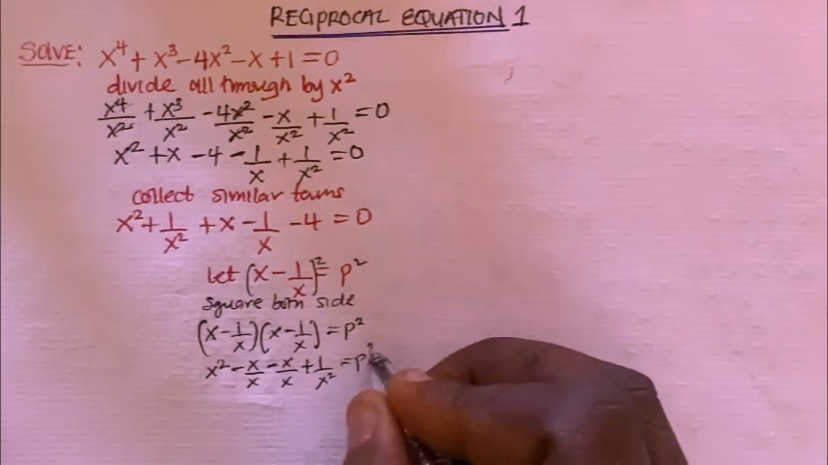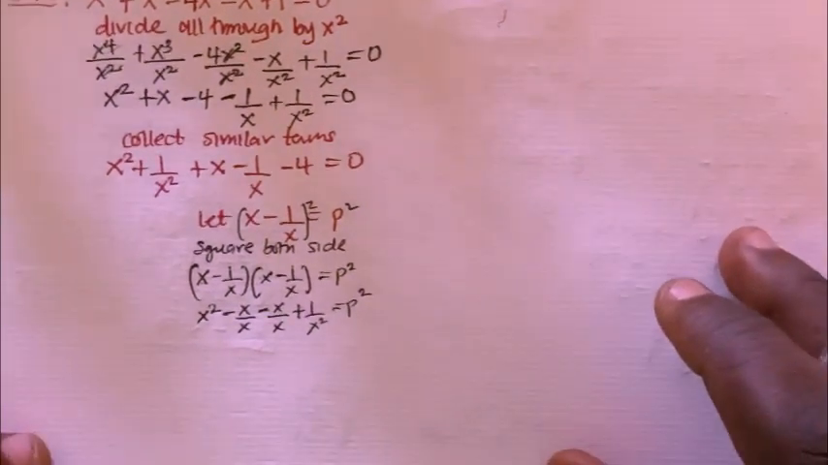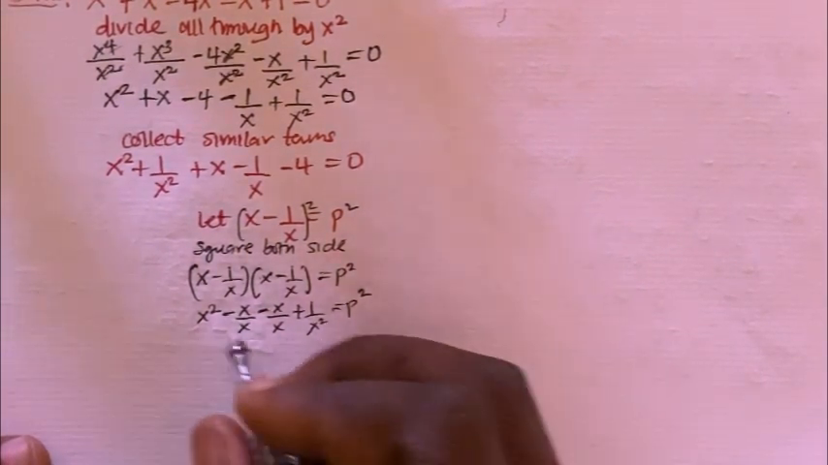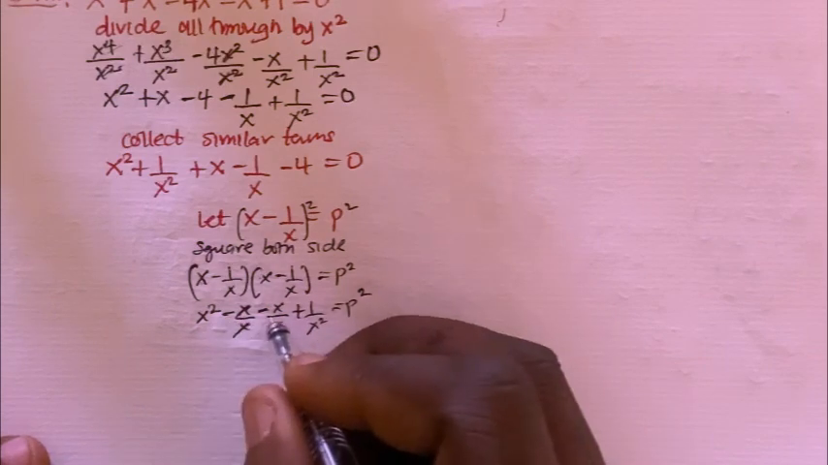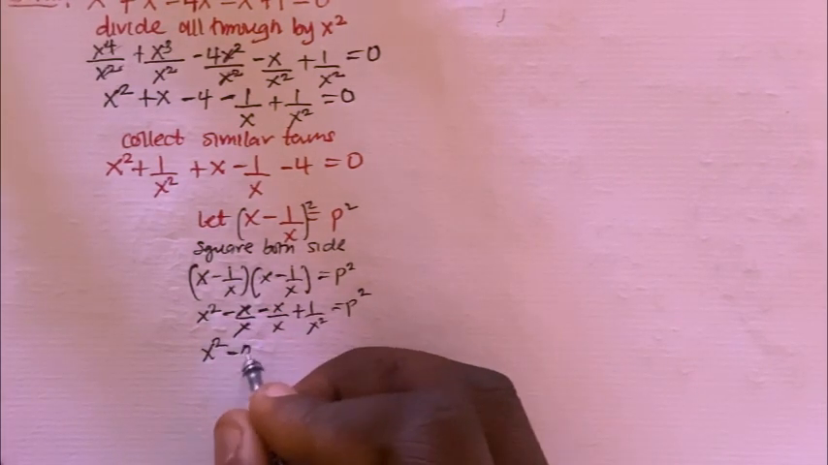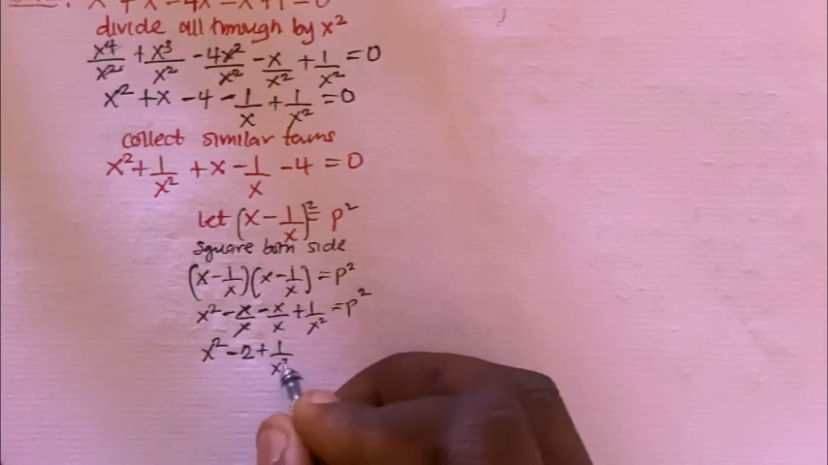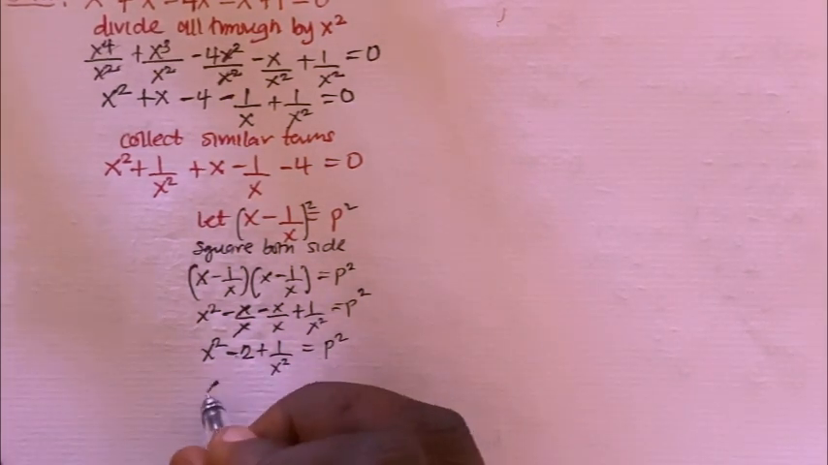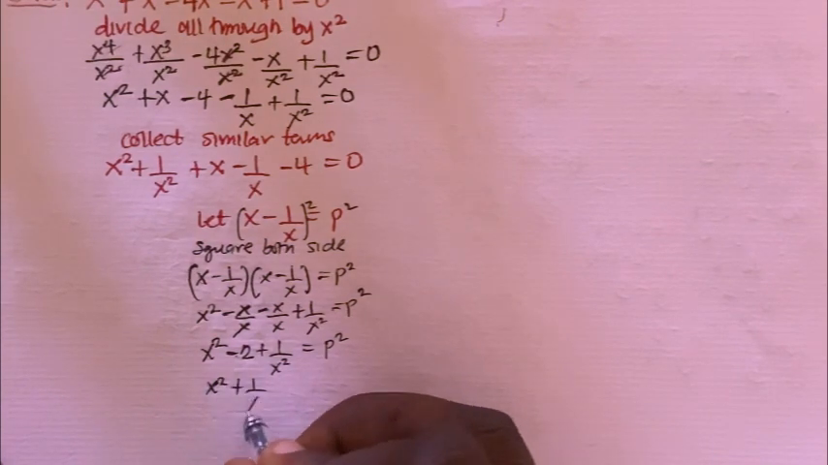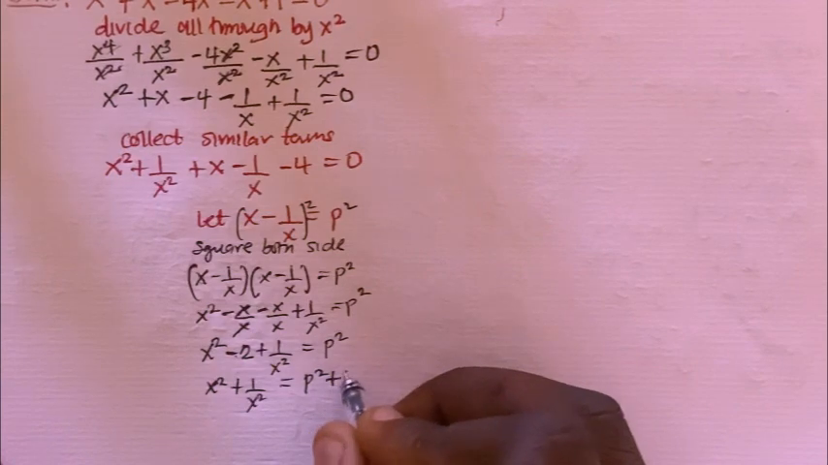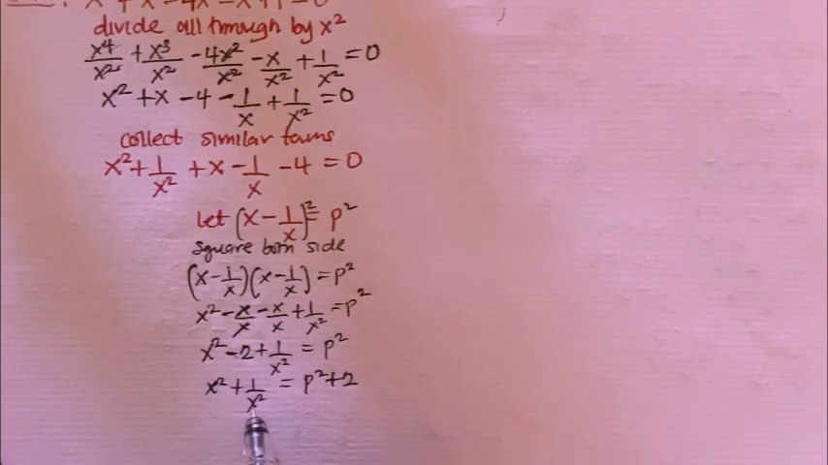p squared. Exactly. So now from this side, this goes in this, that's minus 1 plus minus 1. That's actually x squared minus 2 plus 1 over x squared equals p squared, right? So here I can collect like terms. I'm going to have x squared plus 1 over x squared equals p squared, then here comes to this side, that's going to be plus 2.